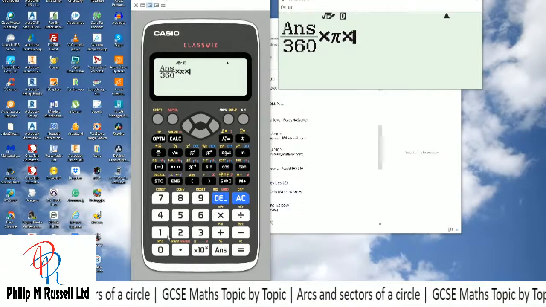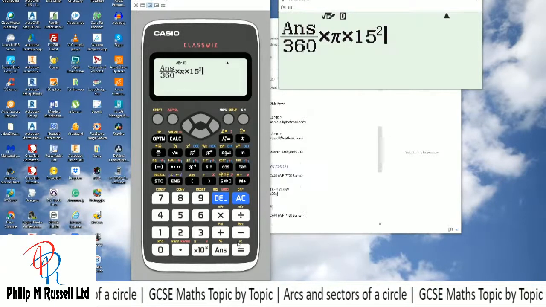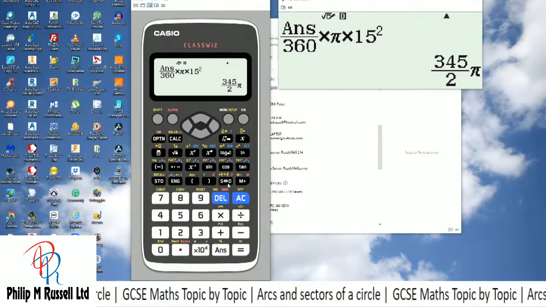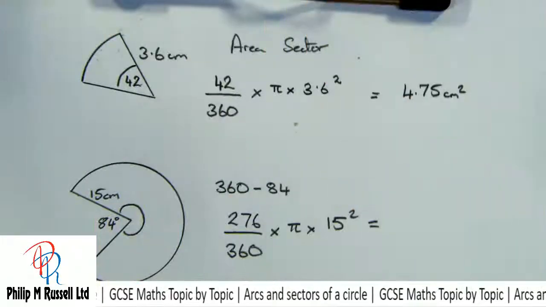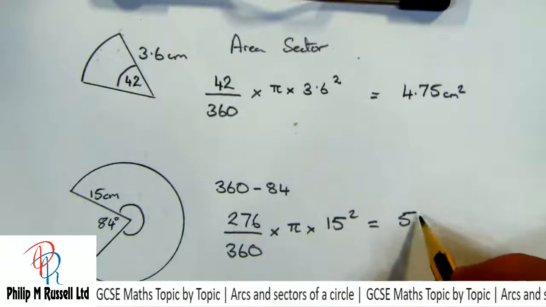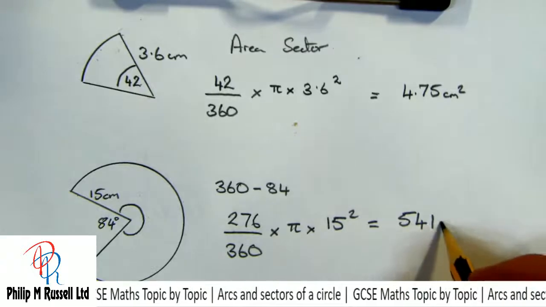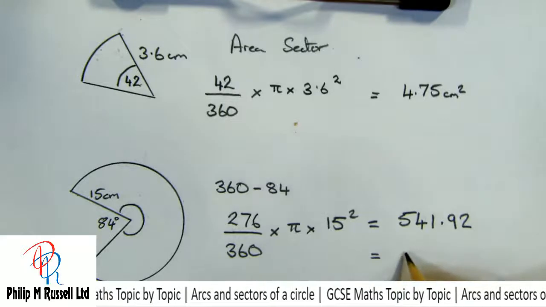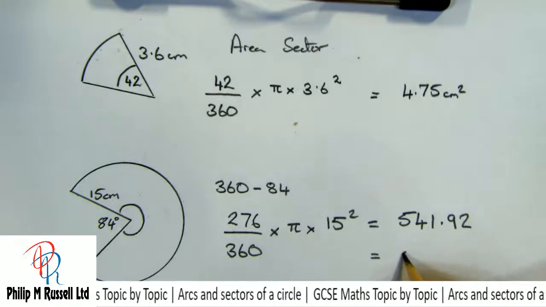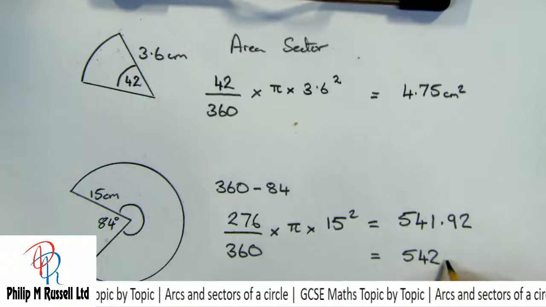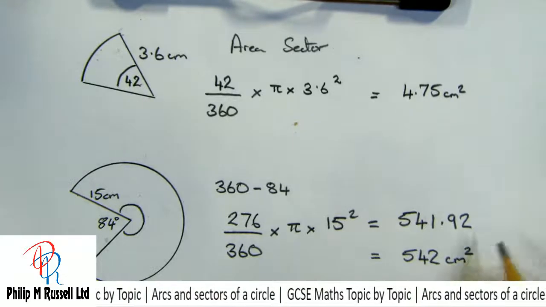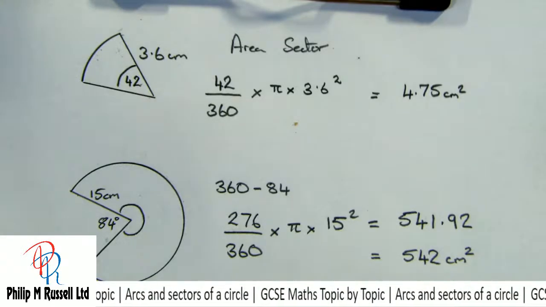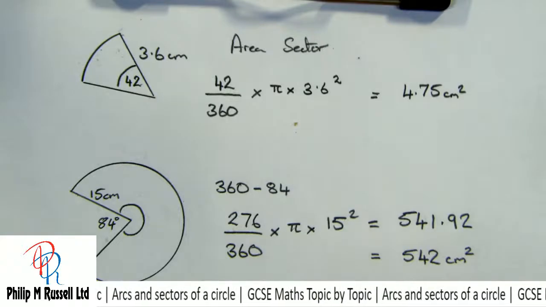And my radius being 15 squared comes out at 345 over 2 pi, and that we translate as 541.92, and that's going to come out really at about 542 centimetres squared. And there we've worked out the area of those.